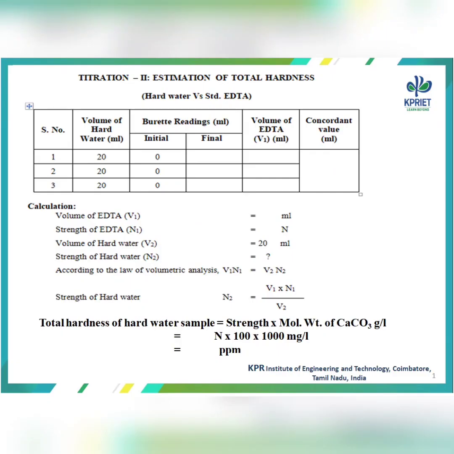For calculation of titration 2, which is the estimation of total hardness, the titration is repeated thrice for concordant values and the volume of EDTA consumed is observed using the V1N1 = V2N2 formula. The strength of total hardness is calculated. The total hardness present is calculated using the formula: strength of total hard water × 100, which is the molecular weight of calcium carbonate, × 1000, which is the amount of solution prepared.